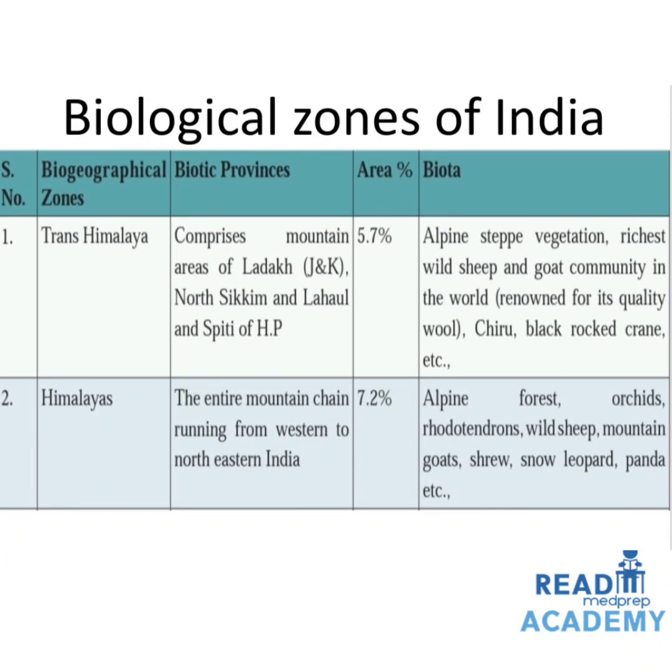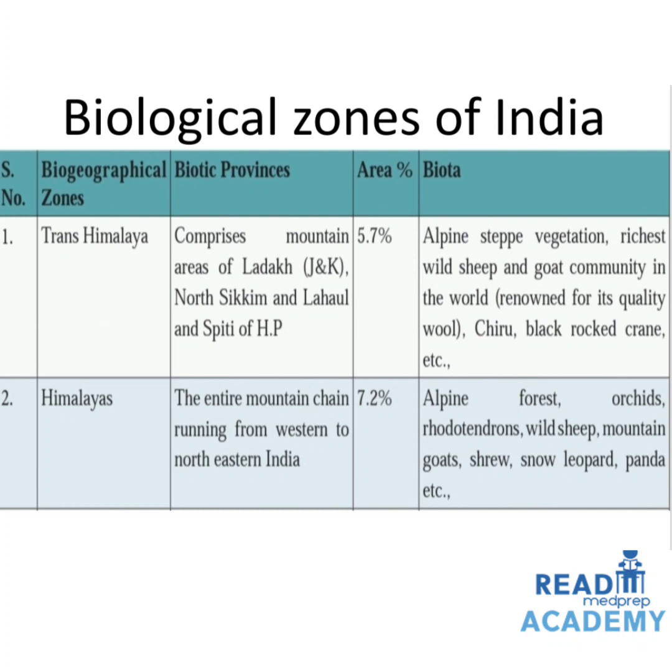You can see the serial number, biogeographical zones, biotic provinces, area occupied in percentage, and the biota. Number 1, the biogeographical zone is the Trans-Himalayas. It comprises mountain areas of Ladakh, Jammu and Kashmir, North Sikkim, and Lahaul and Spiti of Himachal Pradesh.